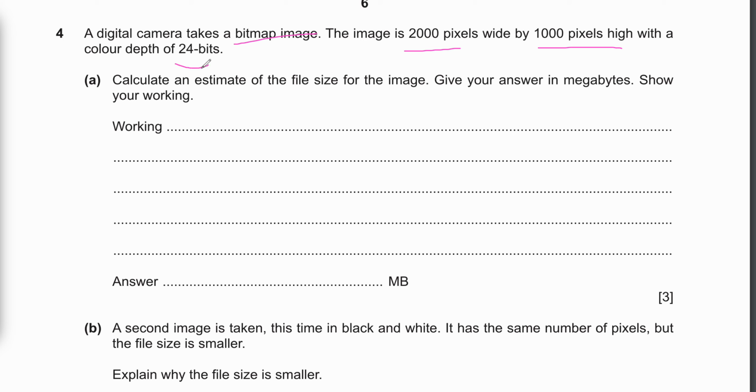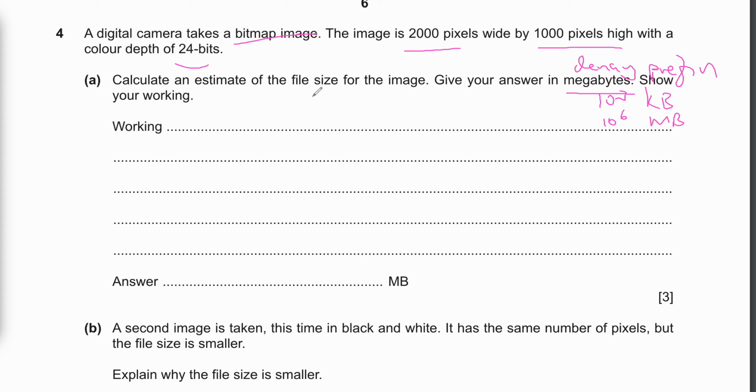We're saying that it uses a color depth of 24 bits. So you're being told again the number of bits used for each pixel. Then give your answer in megabytes. Megabytes is a decimal prefix. Right? 10 to the power of 3, that's kilobyte. 10 to the power of 6 now, that's going to be megabyte.